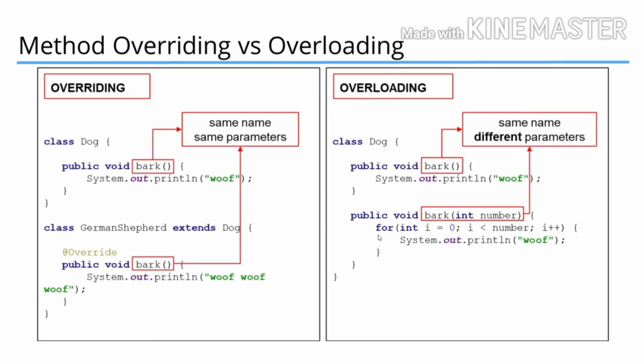And going on here, we have two different codes. On the left side there is overriding, and on the right side there is overloading. See, the Dog class and the GermanShepherd class extended from Dog have the same name, same parameters, but they are in different classes. So this is overriding. In overriding, they need to be in different classes. And coming to overloading here, they are in the same class Dog. They have the same name, same return type, but the number of parameters is different. Same name, different parameters. So these are the differences between overloading and overriding.